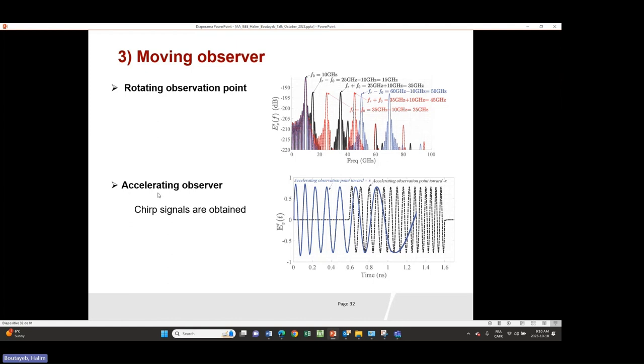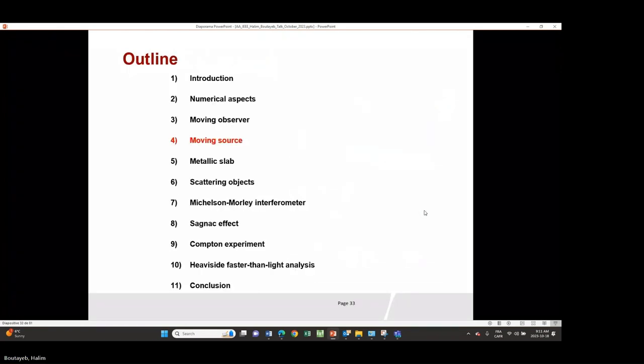We can also analyze an observer that is accelerating. If the observer is accelerating along x, toward the source or away from the source, what we observe is, of course, some kind of chirp signal, so the frequency decreases or the frequency increases. Now we will talk about the moving source.